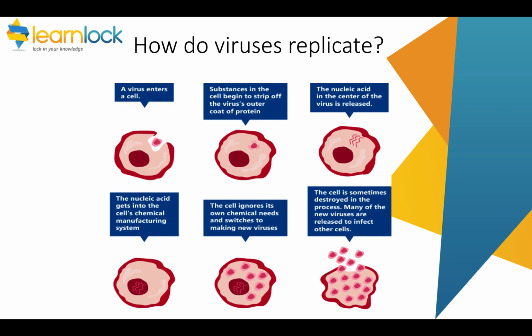You do also need to know how, in particular, viruses replicate. When a virus enters a cell, it uses the cell's outer coat and starts to strip it of its protein. The nucleic acid in the centre of the virus is then released. The acid gets into the cell's manufacturing system, so that means it gets into the DNA. The cell then ignores its own chemical needs and starts to make the new viruses. So the virus is taking over the DNA of the cell. The virus then starts to multiply and the cell is destroyed, and then the cell bursts open and all the new viruses are released to then infect others.